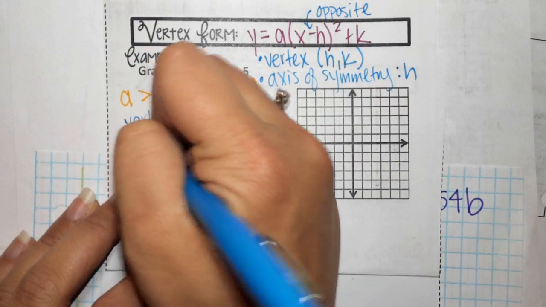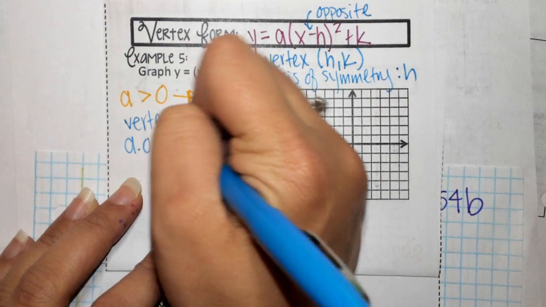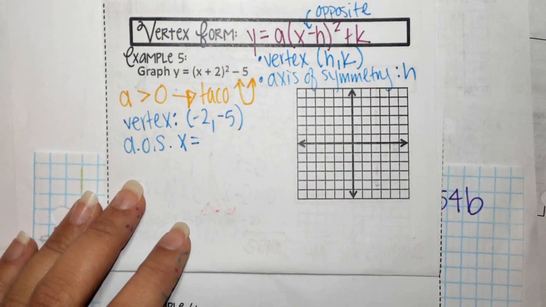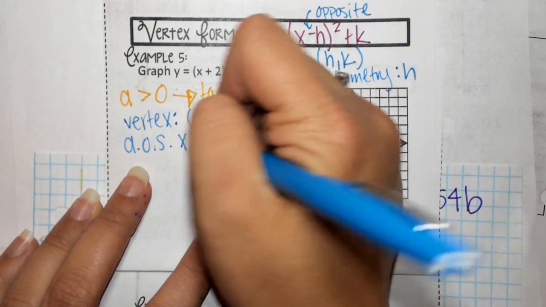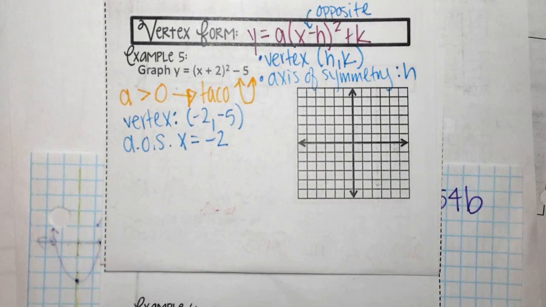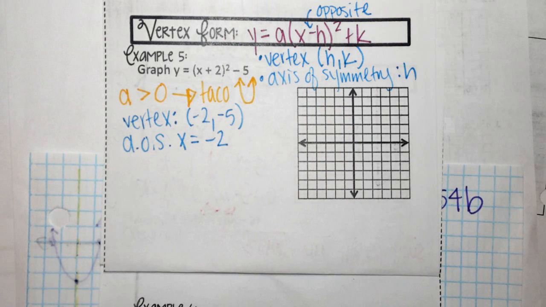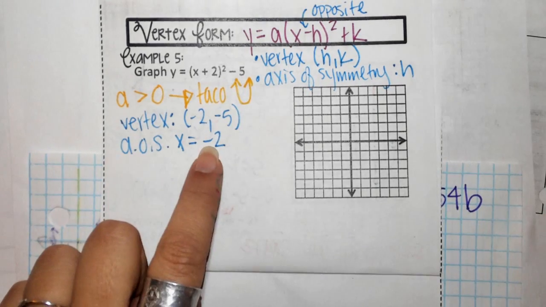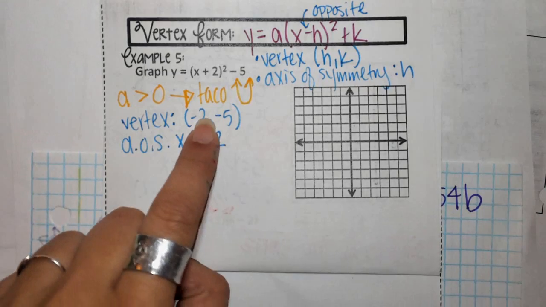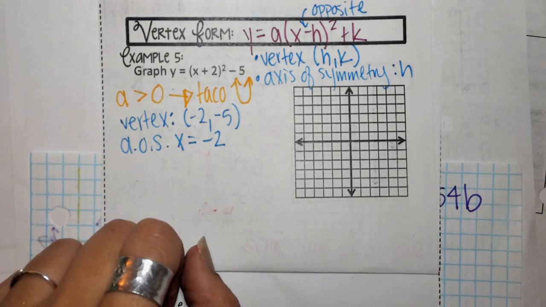Then your axis of symmetry is always the X value of your vertex. So what's our axis of symmetry? Negative 2. What about this square outside the parentheses? That makes it a quadratic. Because the axis of symmetry is always the X value of your vertex.